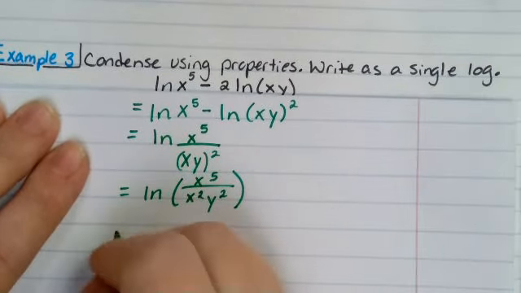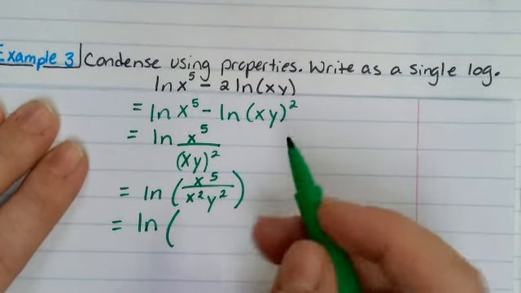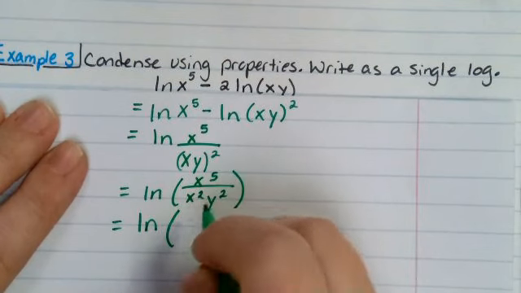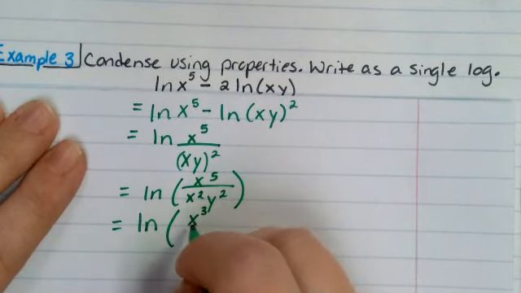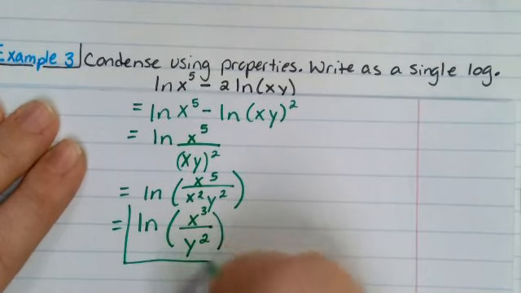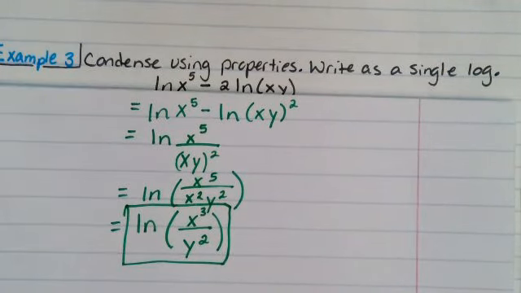All right, one more step, do a little bit more simplifying. This is the natural log. And then we're going to have, this is x to the 5th over x squared. We got a little bit of canceling that'll happen here. We get x cubed over y squared. That is it, simplified all the way down. Condensed form, one logarithm, simplified as possible.